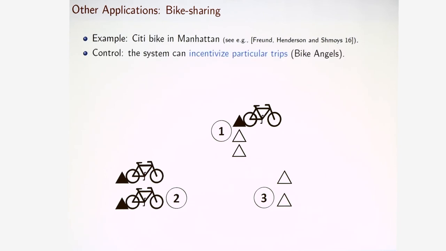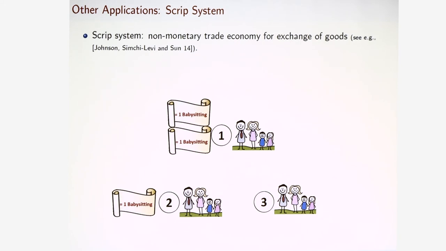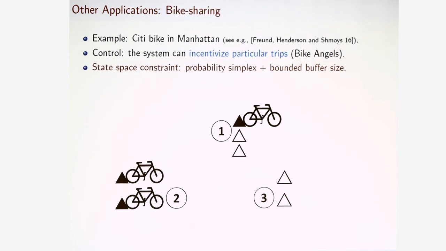And the city bikes are currently using a Bike Angels program, which incentivizes trips going from particular origins to particular destinations. By using the mirror back pressure policy, we can design such a Bike Angels program, and it takes into account the log of the number of bikes at each location, and the log of the number of empty docks at each location. That's the right thing to do.